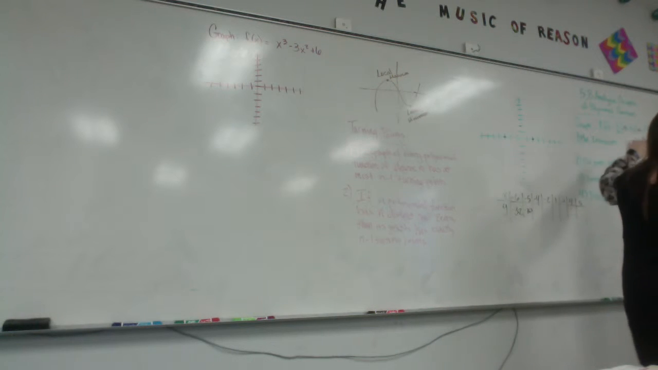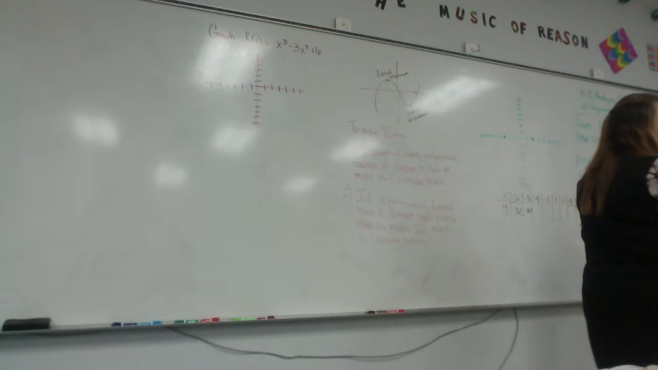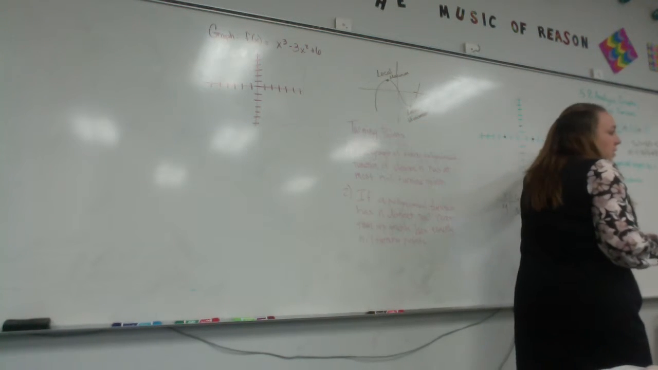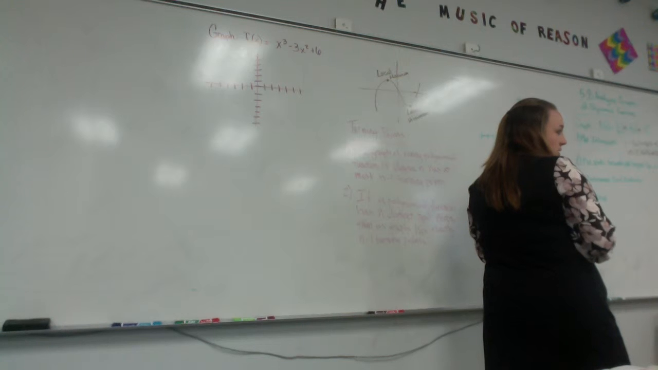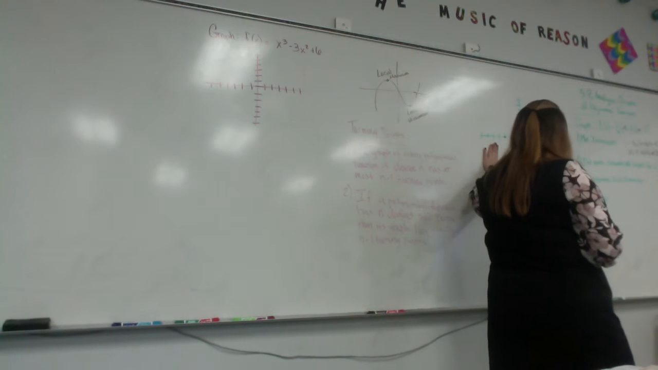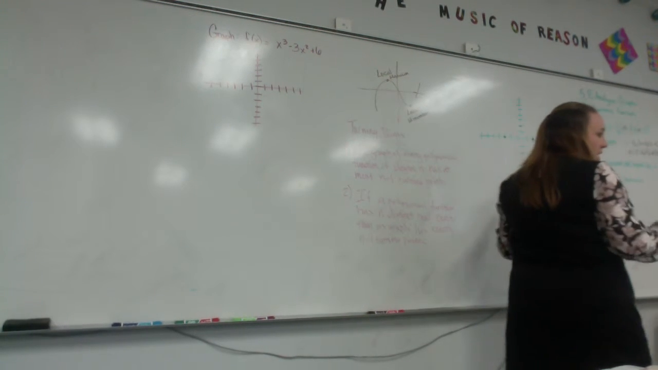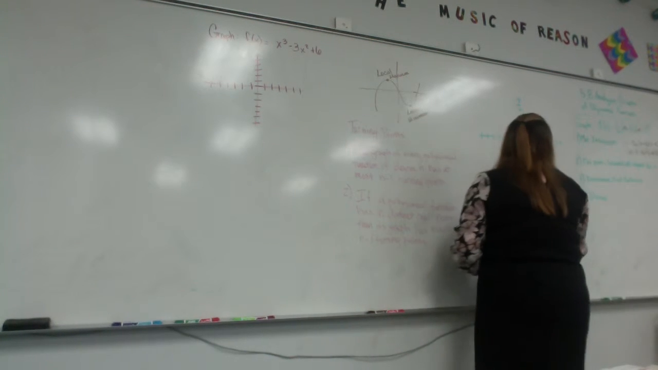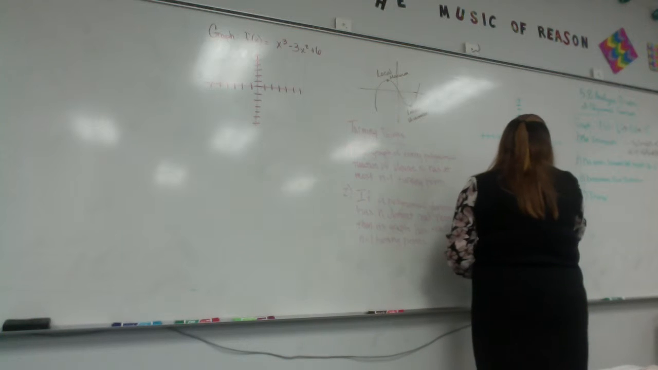Wait, I have a question. Can you use any point? Yes, any points on this side, any points in the middle, and any points over there. You have to use points from this section and this section, but any of them, yes. And what's negative 36 divided by 6? Negative 6.